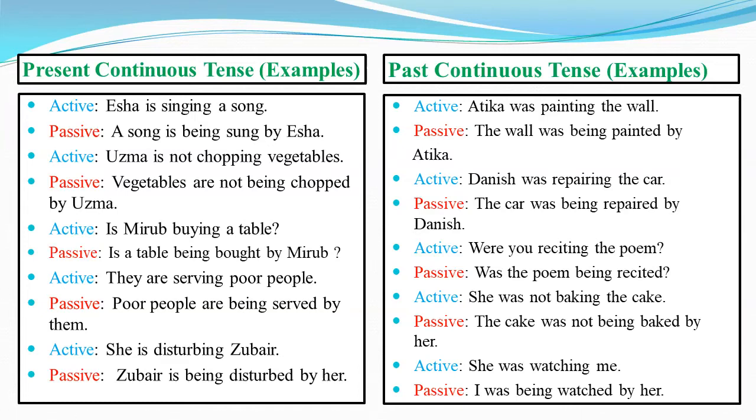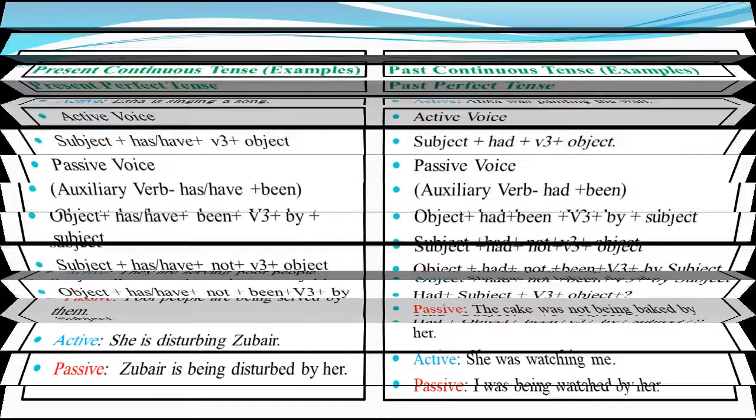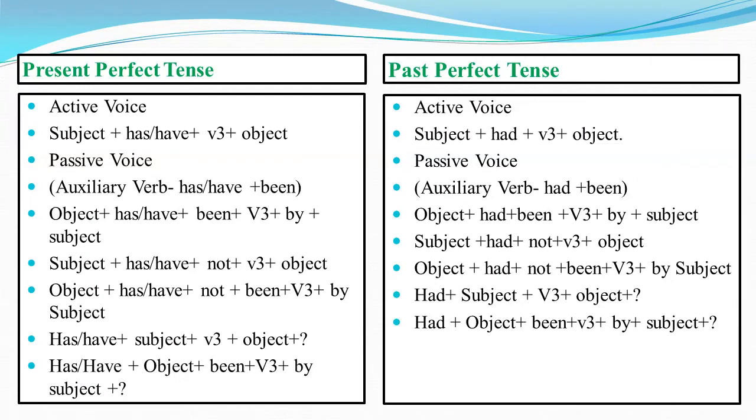Okay, and another sentence. Active sentence is: she was not baking the cake, and the passive is: the cake was not being baked by her. Here is another example. Active is: she was watching me, and the passive is: I was being watched by her. Okay, is that clear? Now come to the next one, that is present perfect tense and past perfect tense.